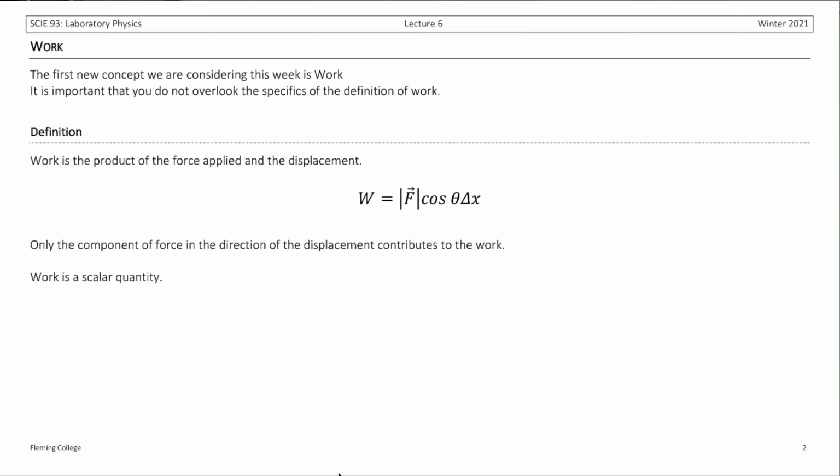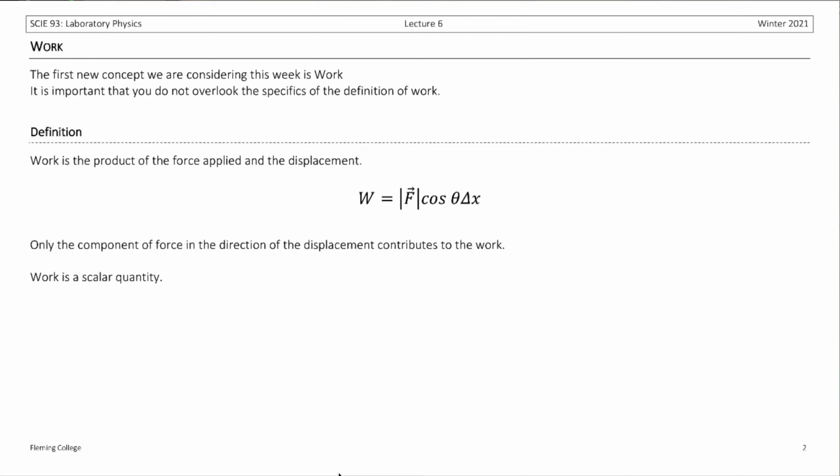The first new concept we are going to consider this week is work. It's very important that you think of work as one of the words that has a specific meaning in physics that may be different from the way you interpret it in everyday life. Work is the product of the force applied and the displacement of the object.